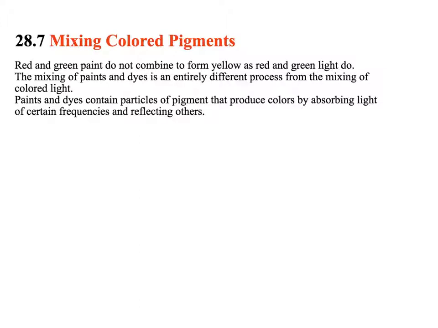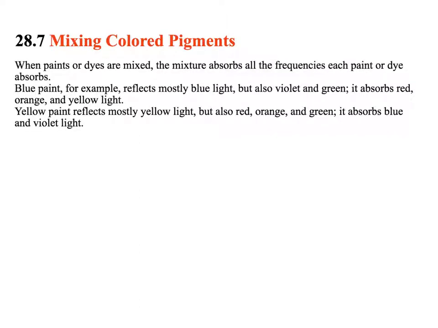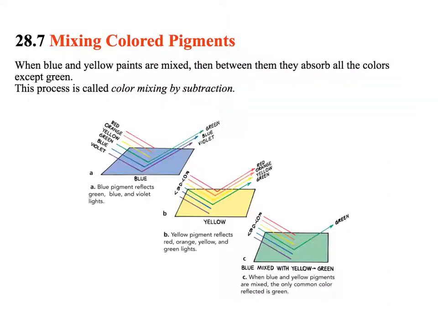Paints and dyes contain particles of pigments that produce colors by absorbing light of certain frequencies and reflecting others. Yellow paint reflects mostly yellow light, but also red, orange, and green. It absorbs blue and violet light. When blue and yellow paints are mixed, then between them they absorb all the colors except green. This process is called color mixing by subtraction.